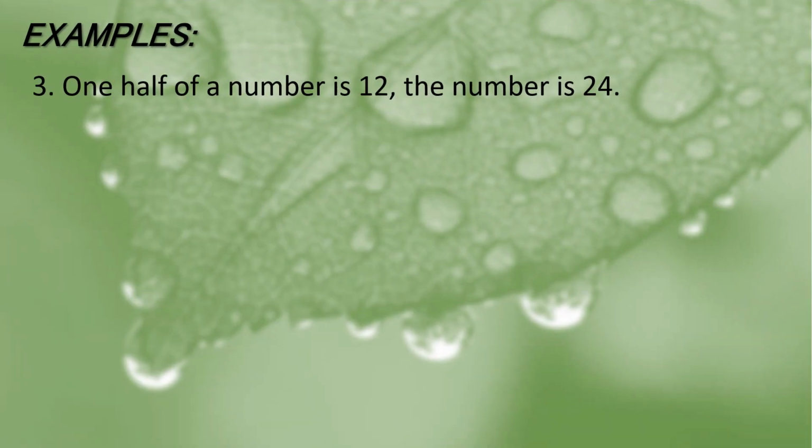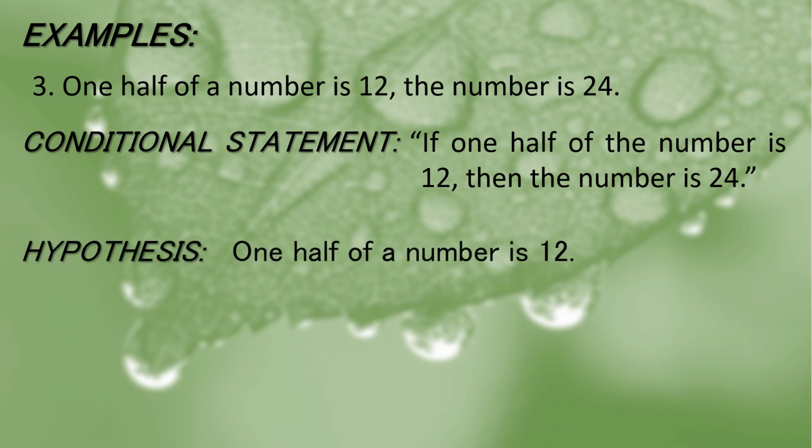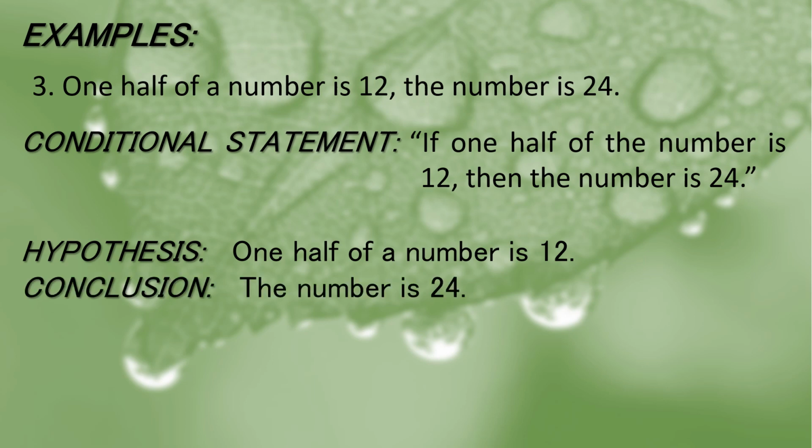Third example, 1/2 of a number is 12. The number is 24. So again, hinati din ang statement na yan using the comma. So dito, we can easily identify the conditional statement. If 1/2 of the number is 12, the number is 24. We have the given hypothesis, 1/2 of a number is 12. And ang ating conclusion naman, the number is 24.